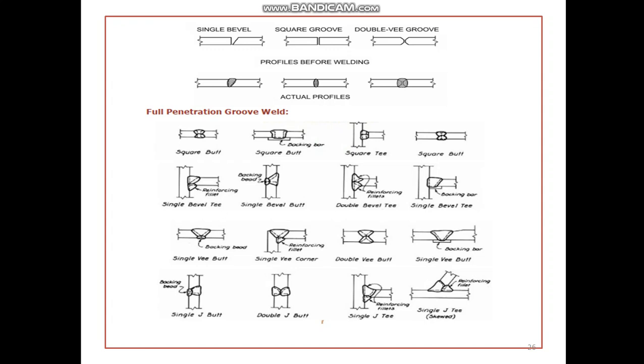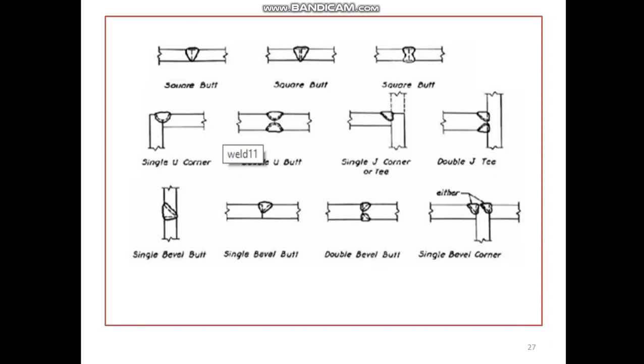So here you can see a few of the fillet weldings or butt welds. The full penetration butt welds you can see here: single V butt, single J butt, double J butt, single V corner, double V butt, like that. N number of full penetration groove welds are possible. Similarly, these are partially penetrated butt welds.